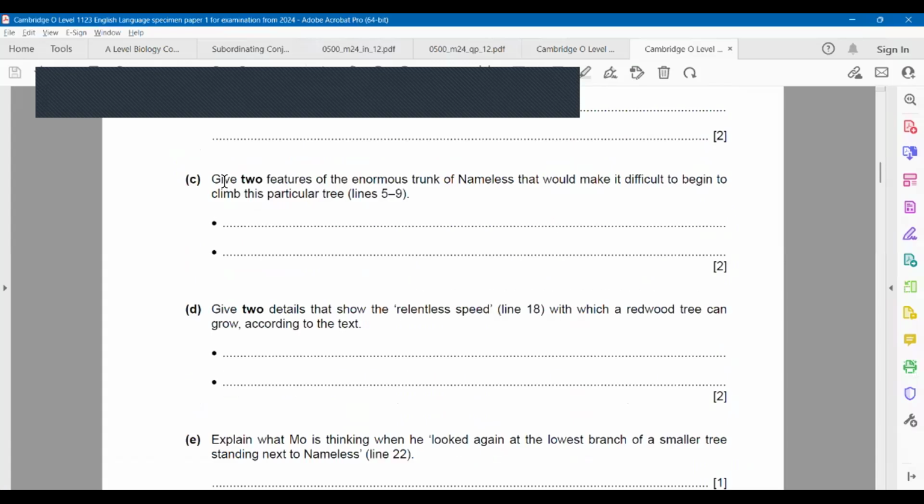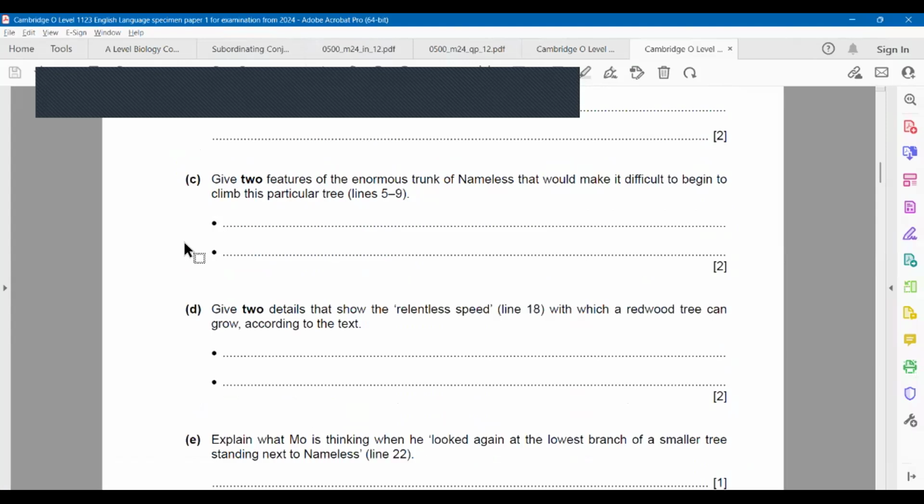Next, question C, we see "give two features." They've highlighted two, they've made it bold, and that means you need to give two features. In the space for the answer, they've put in bullet points and given you two separate lines for each of those features. So you obviously write one feature here and the other one here.